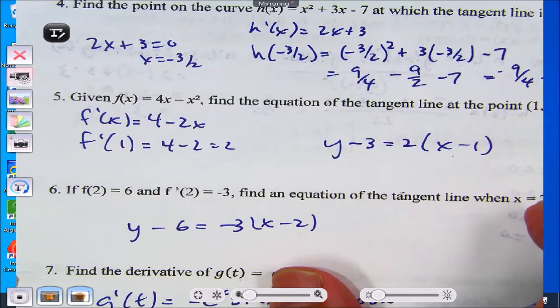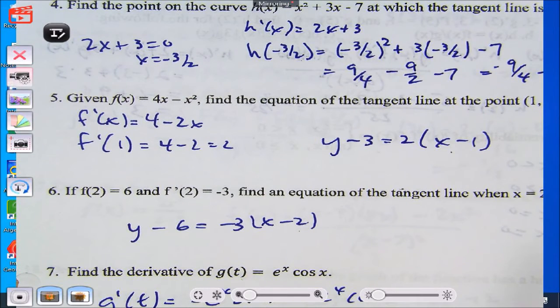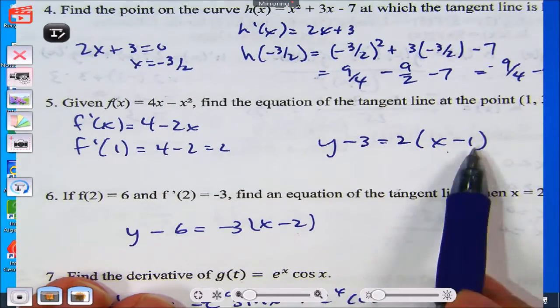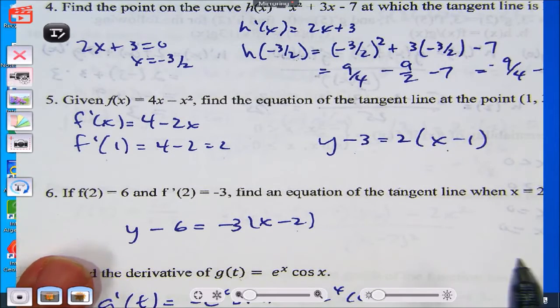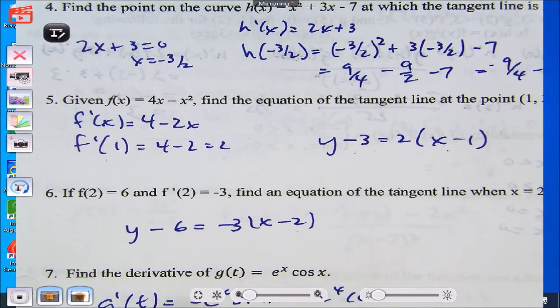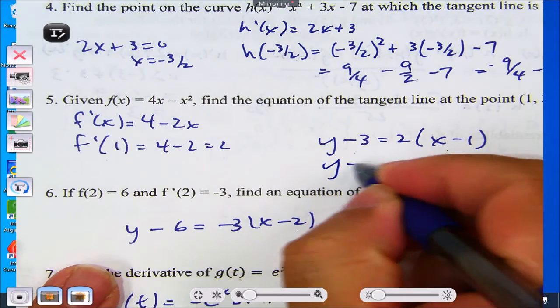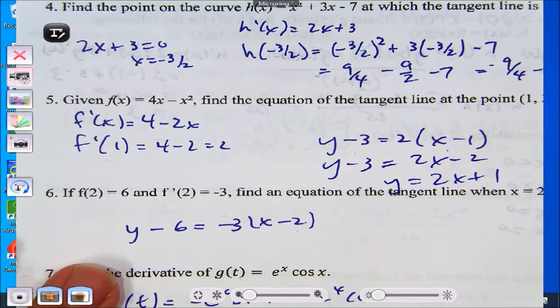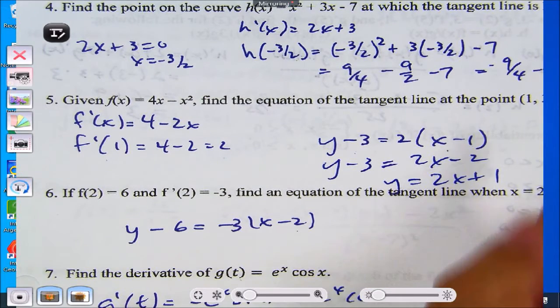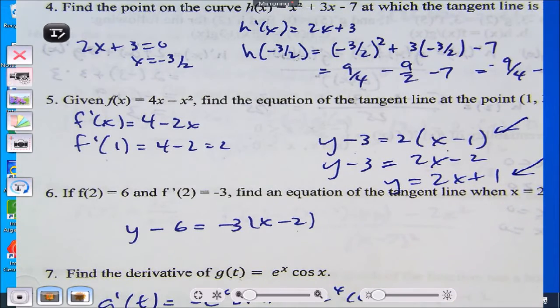All right, number 5. So you're given the point 1, 3. You had to find the derivative to find the slope. So you plug it in, you get 2, so that's the slope. And that's adequate as an answer. Of course, if it's multiple choice, they might not stop there. They'll probably go as far as y equals 2x plus 1.